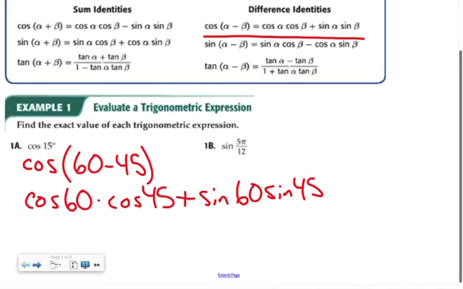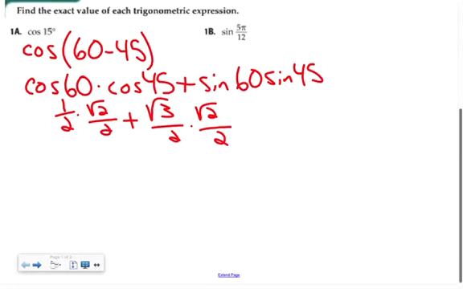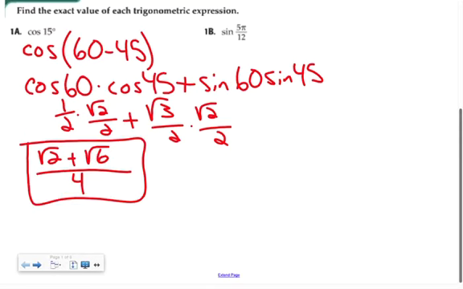Remember, anytime you're taking the cosine, you're looking at the x-coordinate; sine, you're looking at the y. So cosine of 60 is 1/2. Cosine of 45 is radical 2 over 2. Plus, sine of 60 is radical 3 over 2. Sine of 45 is radical 2 over 2. Notice that I'll have a common denominator. So I have radical 2 plus radical 6 over 4. And that's as simplified as that gets.